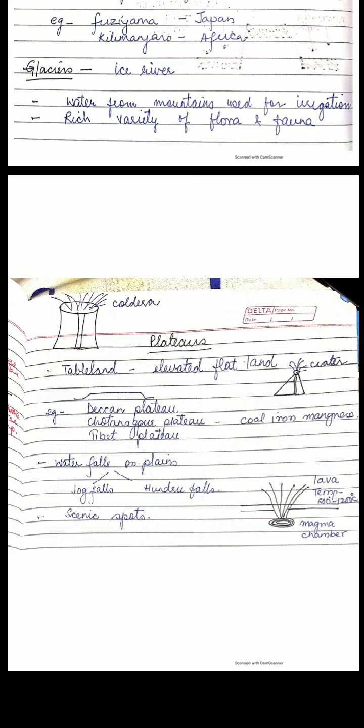Then we have waterfalls. Yes, when the rivers are flowing on the plateaus and it is coming again on the plain surface, then it shows like a waterfall falling from the top. So there are two falls mentioned in your NCERT, the Jog Falls in Karnataka and Hundru Falls in Chota Nagpur Plateau. The beautiful falls. So that is the reason these plateaus become the tourist spots, the scenic spots.